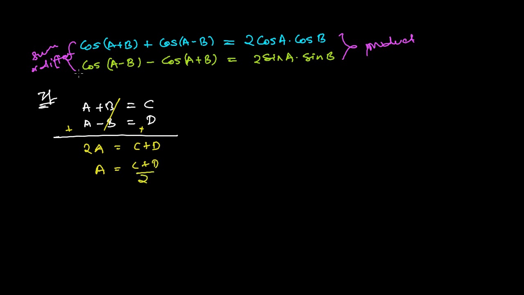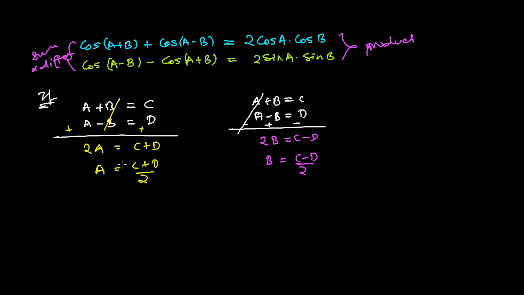And similarly, what will happen if I subtract? Let's see, a plus b equals c, and again a minus b equals d. So if I subtract, I need to change the sign everywhere, and a and minus a will cancel, and I can write twice of b equals c minus d, and b will be equal to c minus d divided by 2.